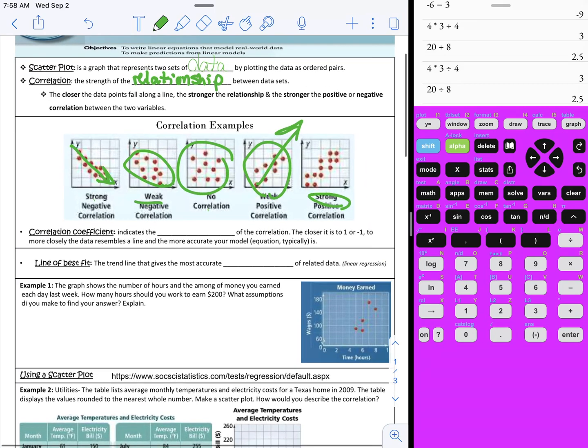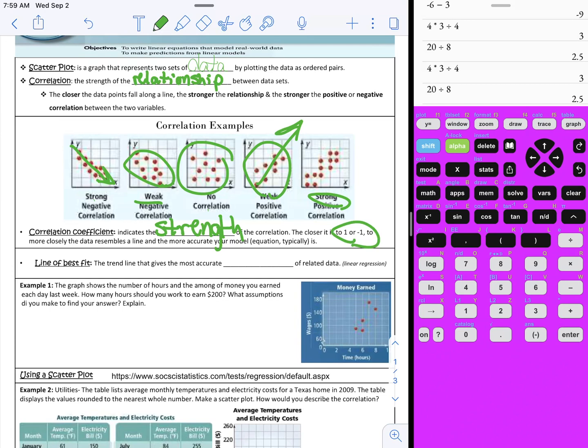Okay, here we go. So the correlation coefficient indicates the strength of the correlation. Now, the TI-84s do give you the correlation strength. It's an R value. It's always between 1 and -1. If it's 1, it's a perfect positive relationship. And if it's -1, it's a perfect negative relationship.